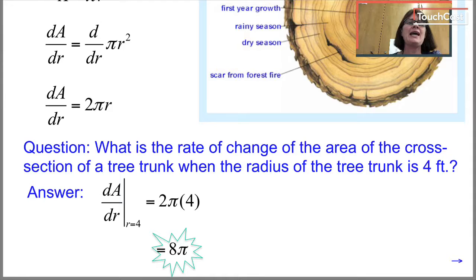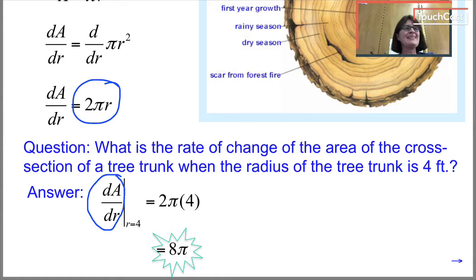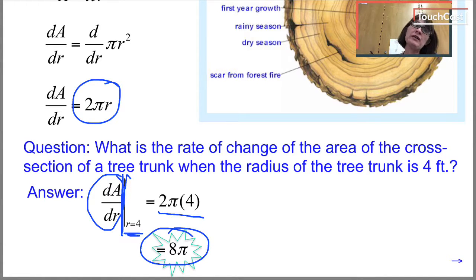So that's going to be dA/dr, which I already found, but with the r replaced by 4. So this notation for the derivative doesn't have parentheses that you can plug a number into. So if we want to evaluate that at a certain value, we put this vertical bar here, and we say what value we're plugging in for r. So this is 2 pi r with the r replaced by 4, and that gives me 8 pi. More about the units and how we're going to use those coming up later in chapter 4.